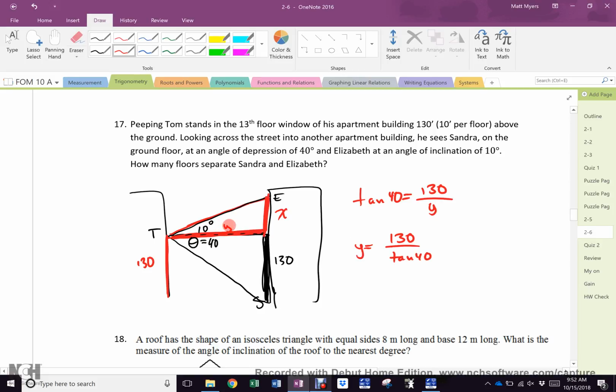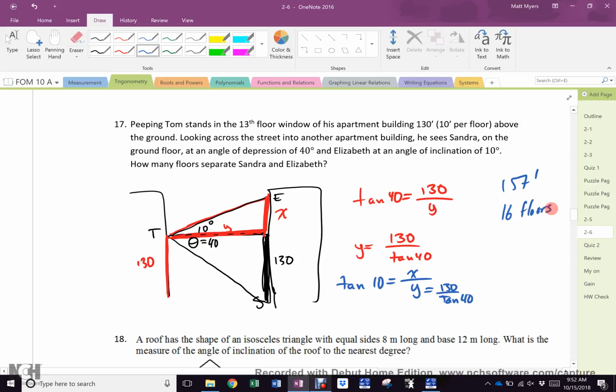Now once I have y, I know that tan 10 equals opposite x over y. I know y is 130 over tan 40, right? So this equals 130 divided by tan 40, which I then multiply by tan 10 to get x. I cannot remember what x is. It is something like 27, I think. And this distance is 157 feet, I think, which is 16 floors. I think. I don't remember exactly.